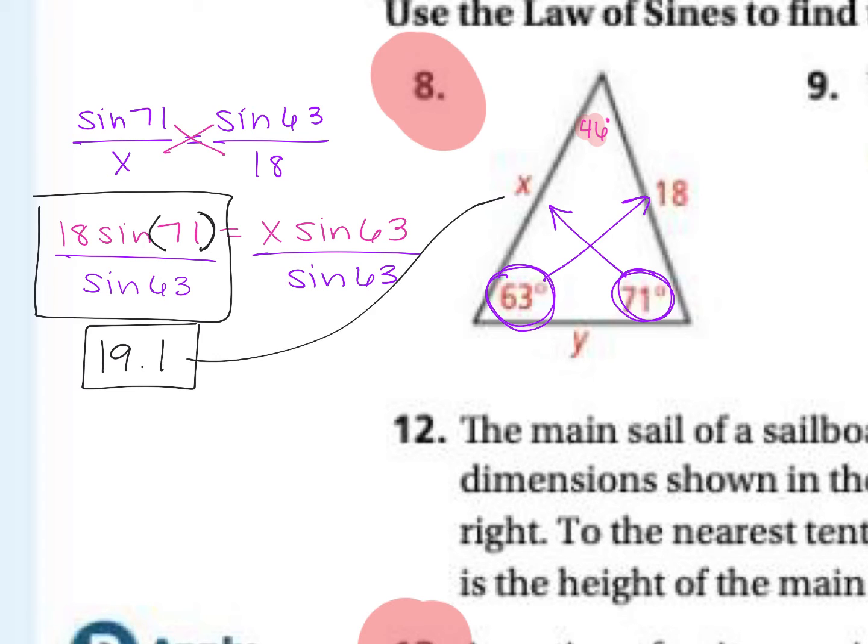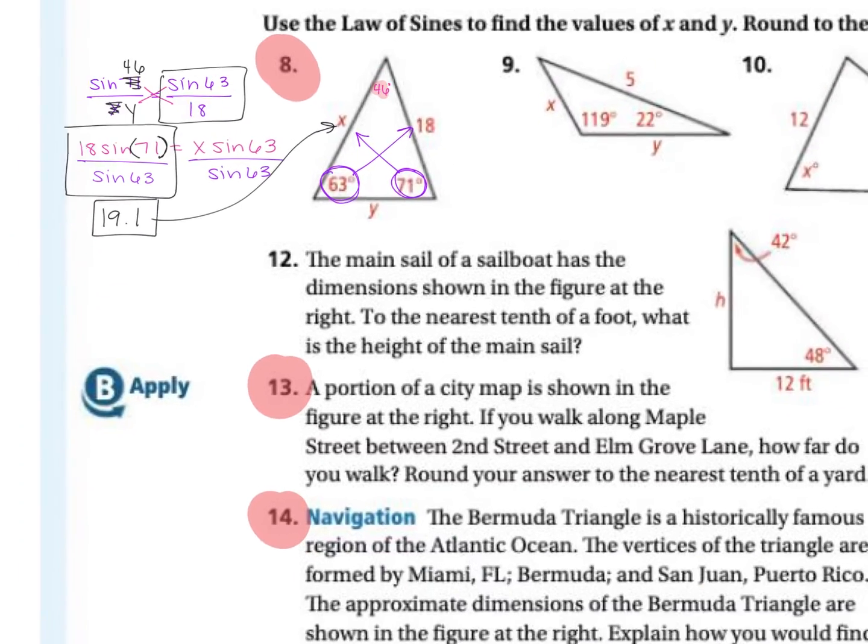Okay, so that would be x. I'm actually not going to do y right now because it's the exact same process. You would take this, and instead it would be the sine of 46, and this would be y. But because it's the exact same process, I'm not going to work that one out just for the sake of time. I'm going to move on to some of the other ones just to make sure we're good.